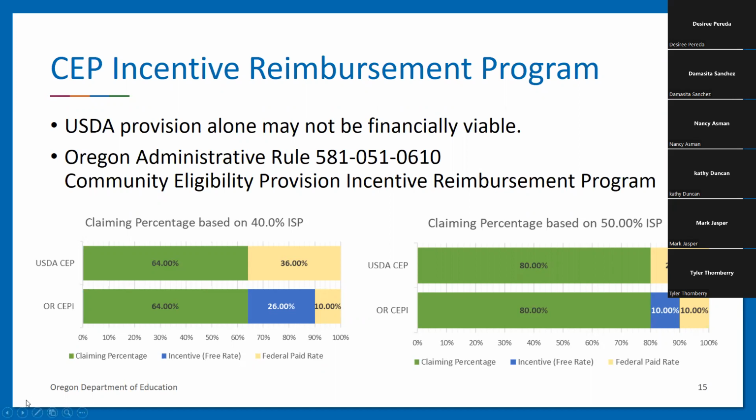The two tables are based on typical ISPs in the range of 40 and 50% and are an example of how the CEPI reimbursement in blue changes as the ISP increases. The benefit of CEPI ends when the ISP reaches 56.25%, which calculates to the 90% claiming percentage limit for CEPI. It is likely no supplemental state reimbursements would be available at this ISP. However, at this point, it is likely a viable financial decision to participate in the CEP. Please note that the ideal ISP would be 62.5% or above, which calculates to a 100% free claiming rate.